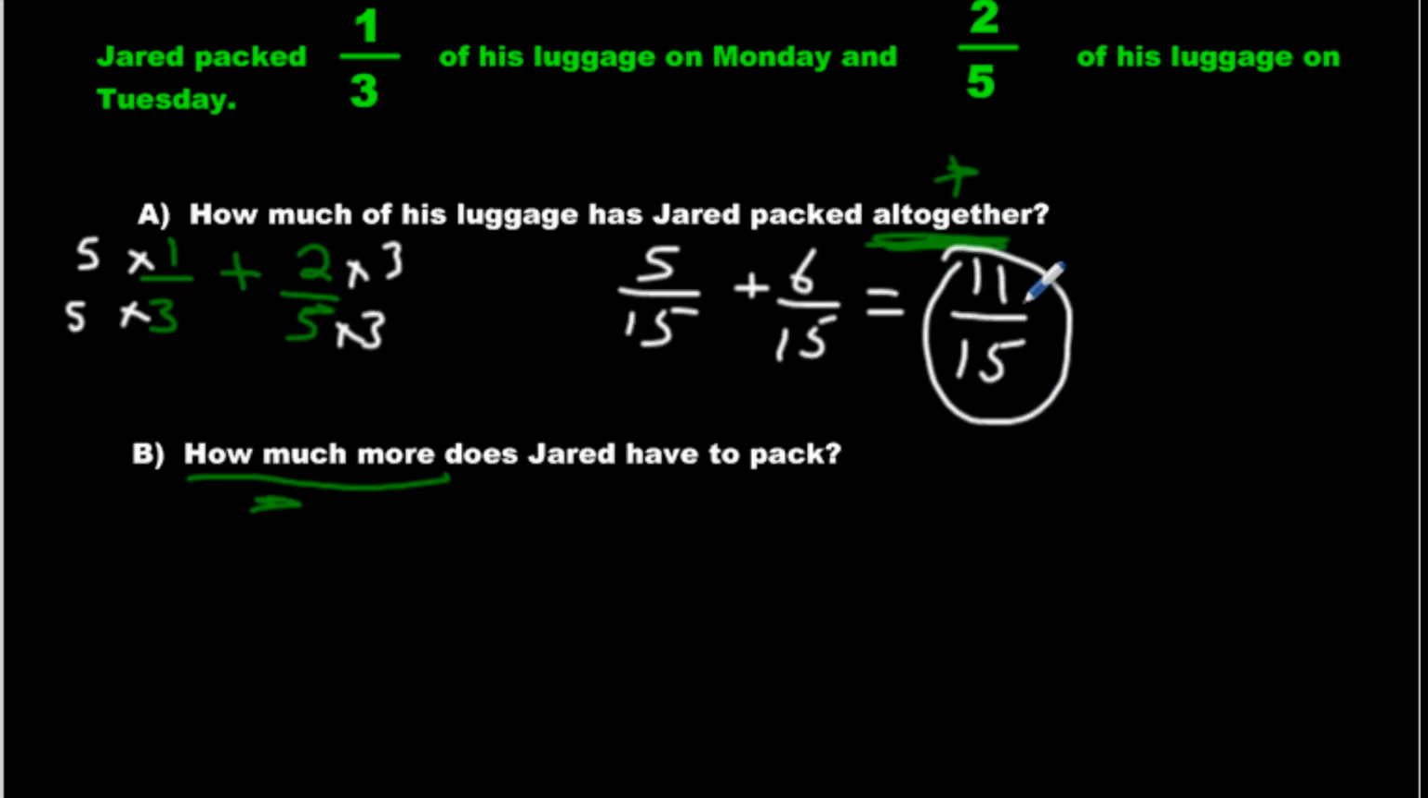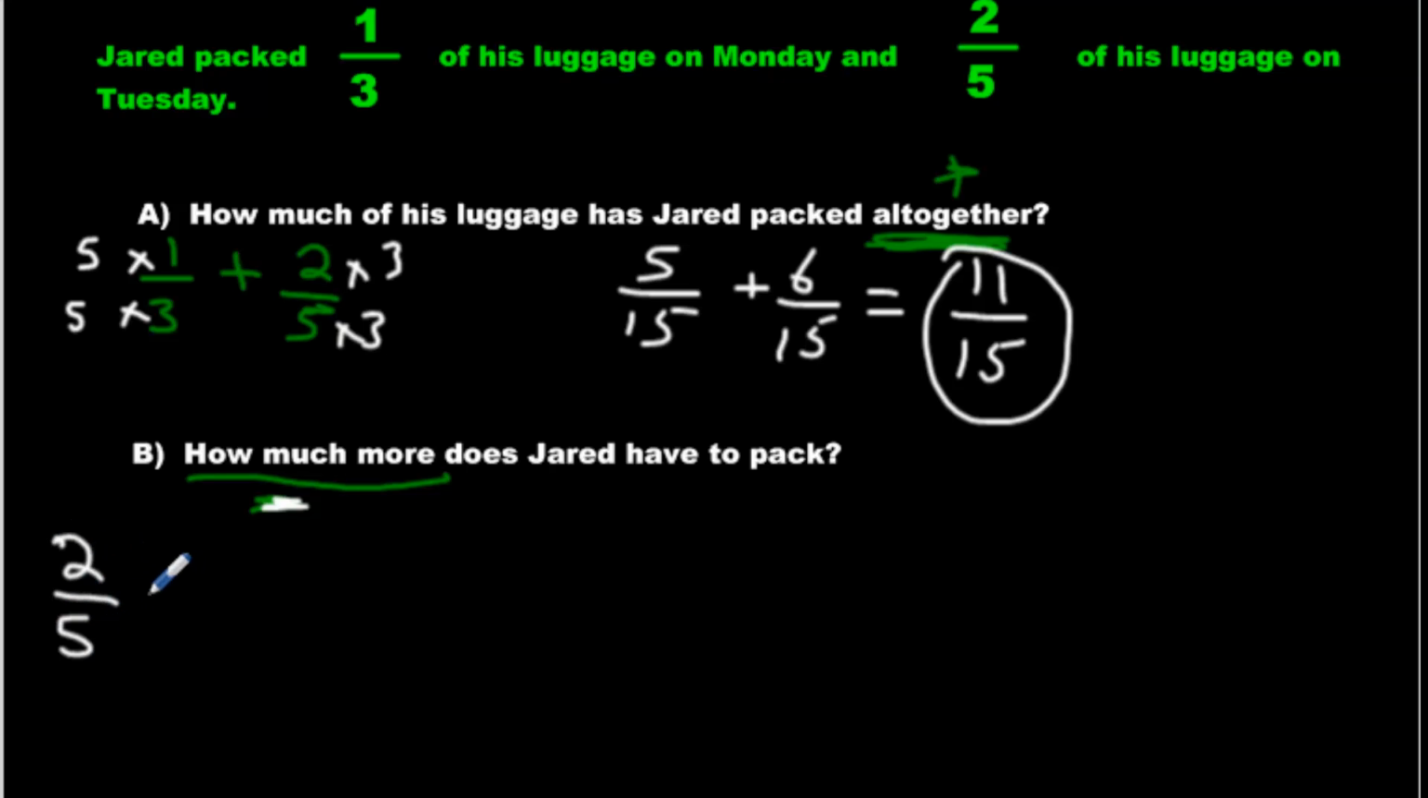Altogether, that's how much he's packed. He's packed 11 out of 15 of his bags. How much more does Jared have to pack? What should we subtract? It's great that we know it's subtraction, but what do we subtract? Do we subtract 2/5 and 1/3? Do we go like this?